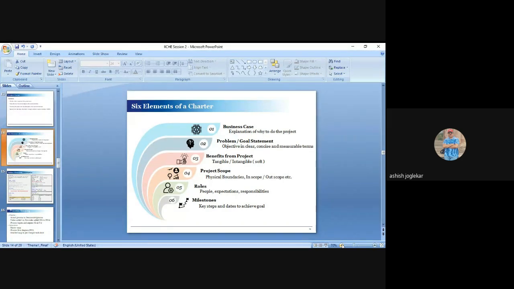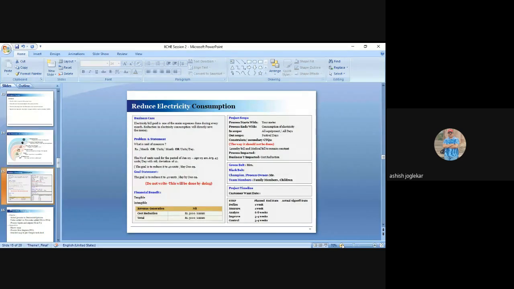The sixth is milestones. We saw in the Six Sigma introduction, there are 5 steps of Six Sigma: define, measure, analyze, improve, control. So in milestones, we give an estimate of when we are going to complete each phase. Define phase will be completed by this date, measure by this date, analyze by this date, improve by this date, and control at the end of the project by this date. So that is called the timelines or milestones. So this is a project charter.